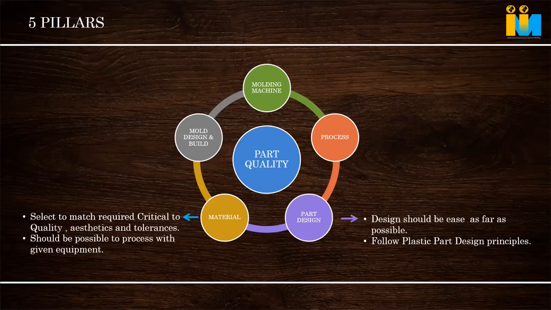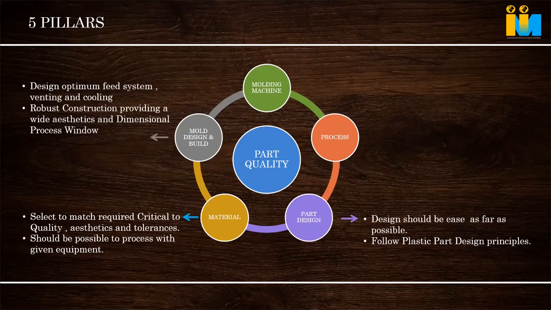We will be explaining this in detail when we get to that. And second is the material. How to select a basic material based on the part aesthetics, tolerance, and critical to quality. We'll be going deep into the material selection also. And third is the mold design: optimum feed system, venting, cooling, and robust construction.